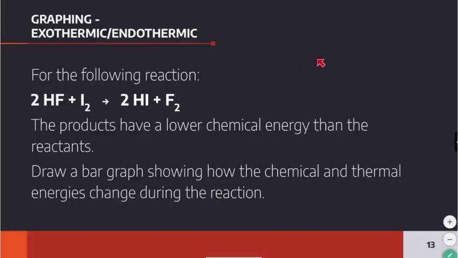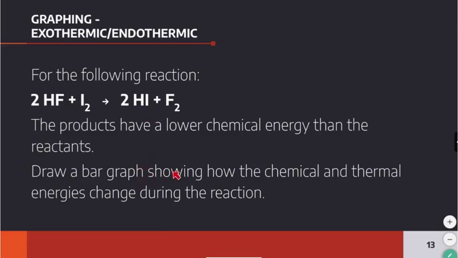For the next section, we've got a question for you. For the following reaction, 2HF plus I2, those are our reactants, yields 2HI plus F2, our products. We know that the products have a lower chemical energy than the reactants. So we know the chemical energy has decreased as this reaction has occurred.